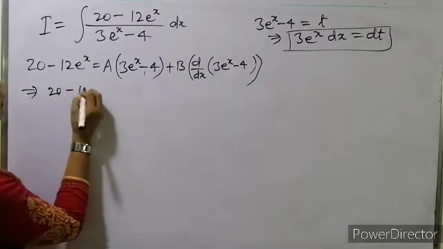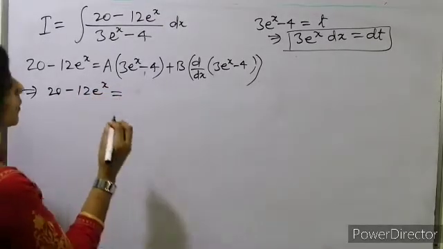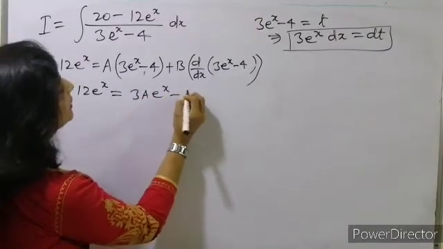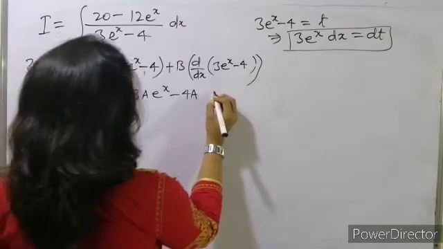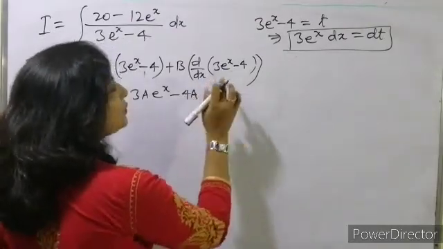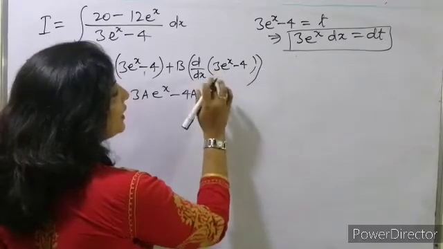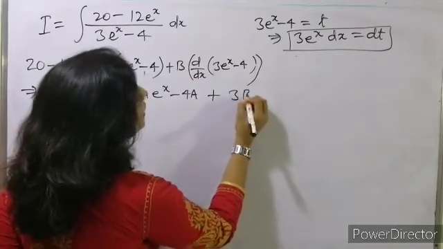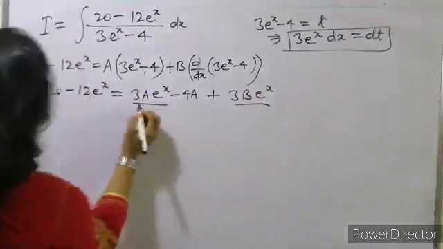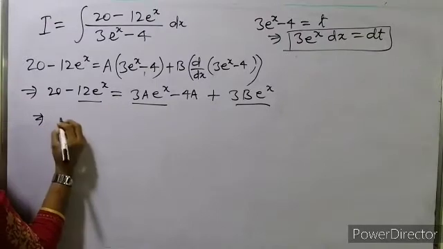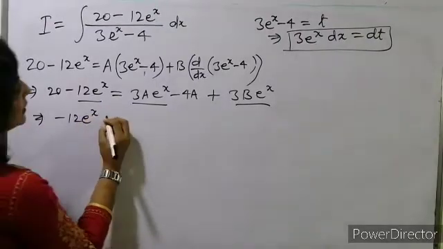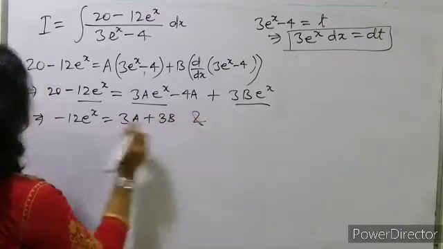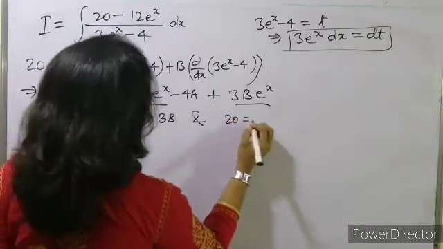So 20 minus 12 e to the power x is equal to a into, so 3a e to the power x minus 4a plus 3 e to the power x. When we differentiate this, the derivative of this function will be 3 e to the power x. Okay, so 3b e to the power x. Now this e to the power x, so minus 12 e to the power x should be equal to 3a plus 3b, and 20 should be equal to minus 4a.